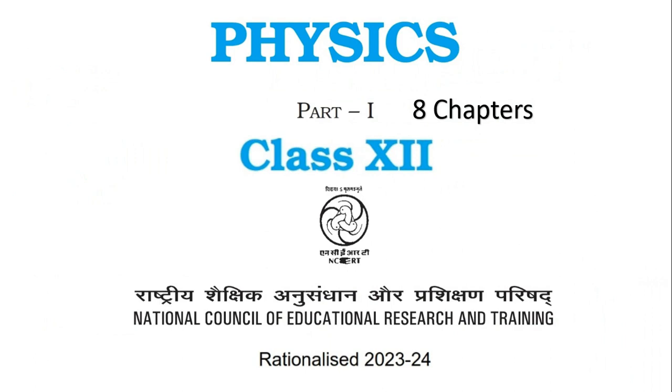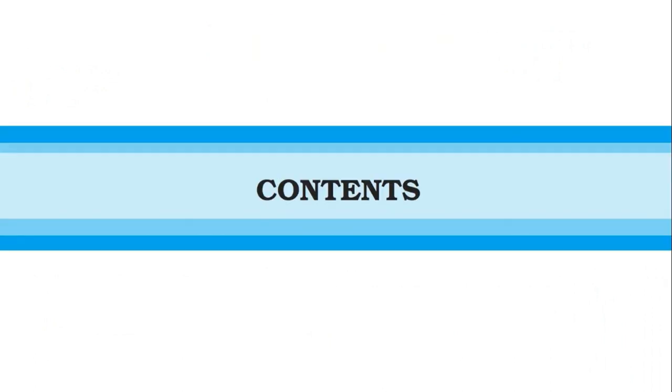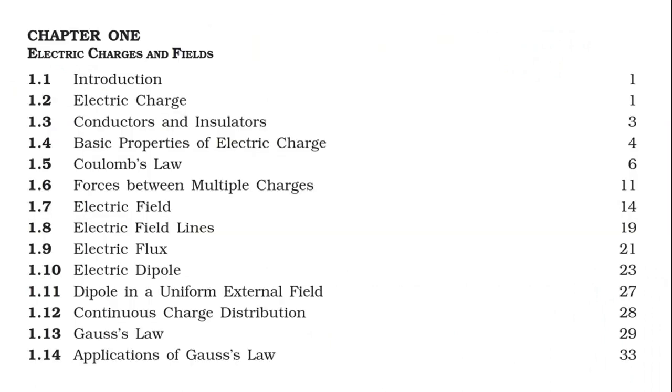Physics Part 1 contains 8 chapters. Contents: first chapter, electric charges and fields, containing introduction, electric charge, conductors and insulators, basic properties of electric charge, Coulomb's law, forces between multiple charges, electric field lines, electric flux, electric dipole in a uniform external field, continuous charge distribution, Gauss's law, application of Gauss's law.